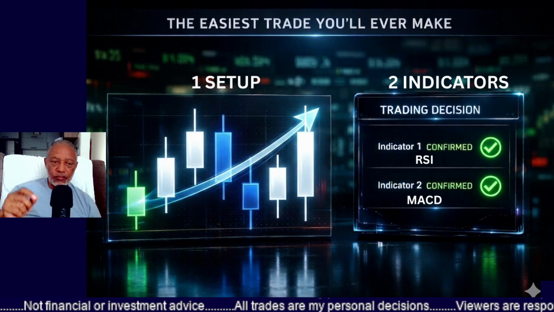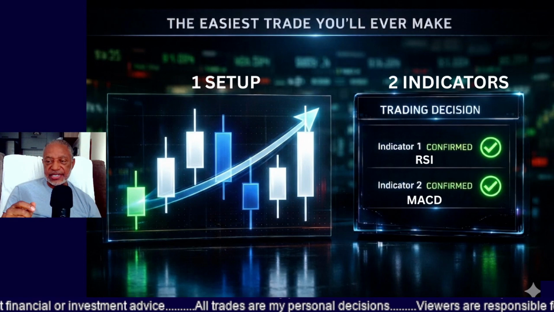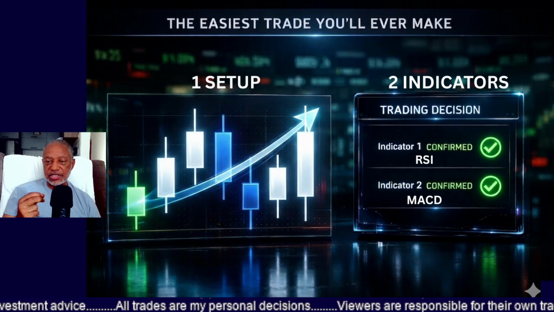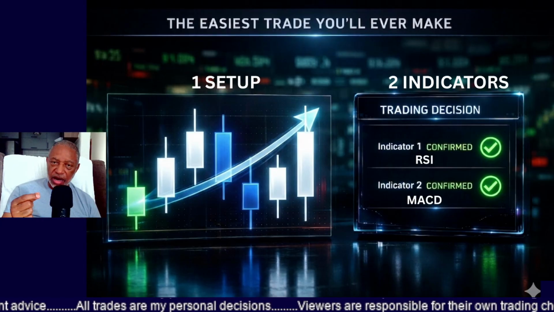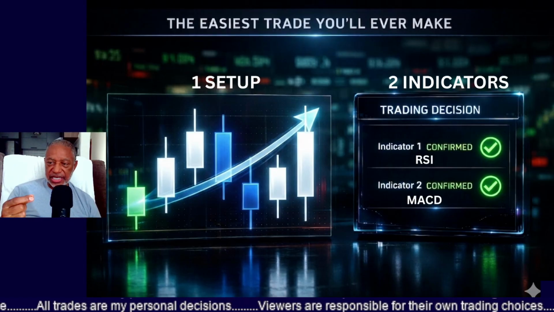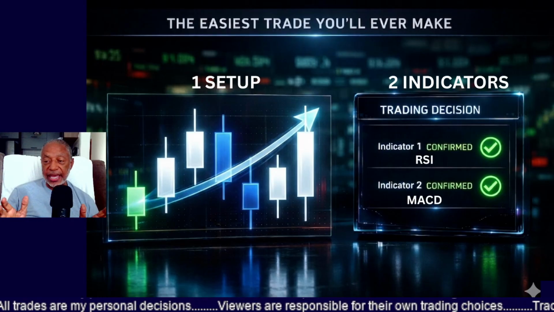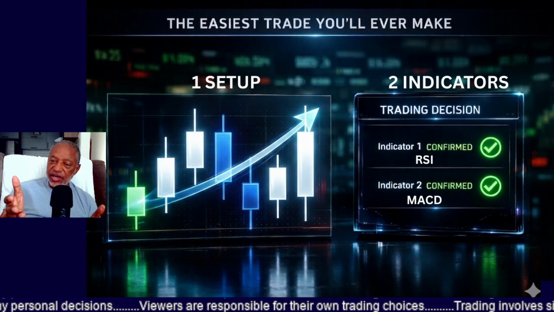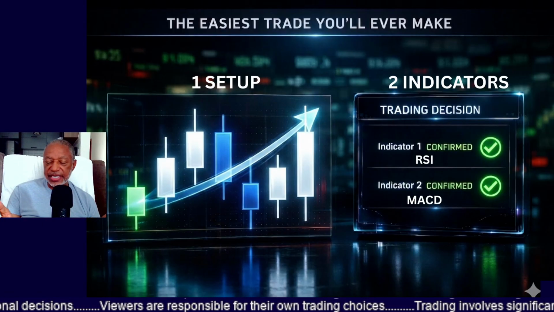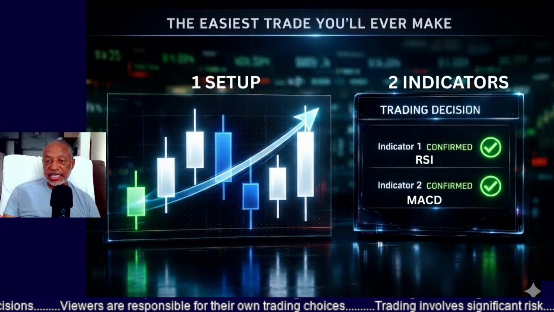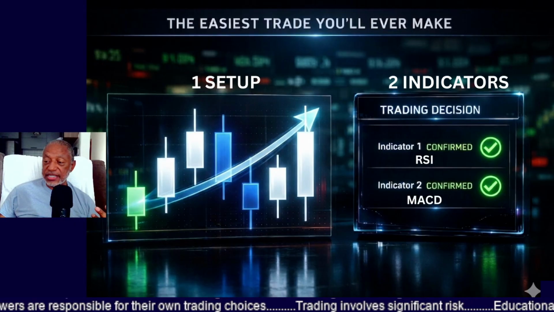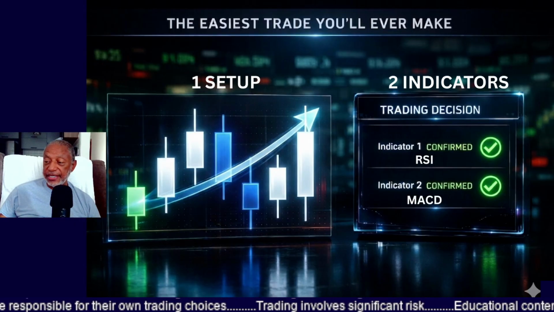Now, when we do this, we need confirmations, and we have two indicators that help us make that decision. One is the RSI, the other one is the MACD. If those two align, if we get confirmation on both of those, and we have the setup in place, oh man, we're golden. We're going to take that trade. That's what we're looking for, and as long as I have that, I'm getting in.